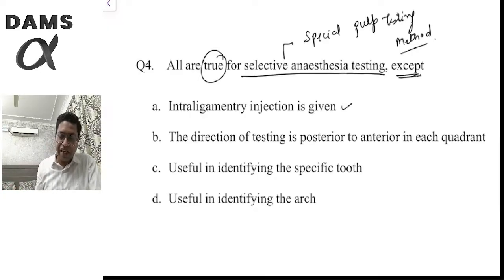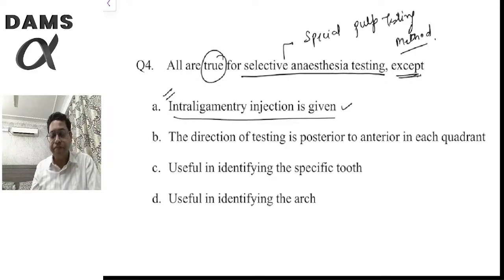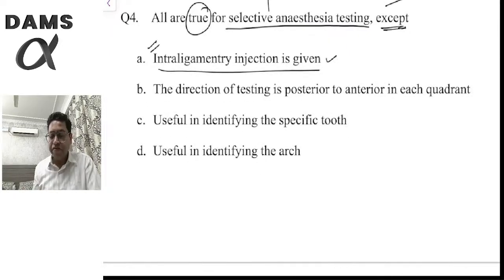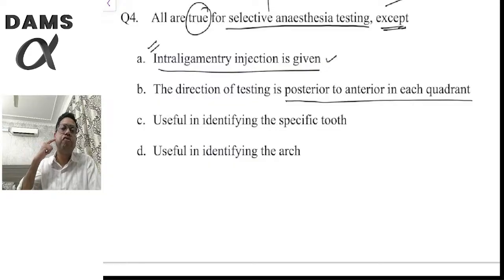So basically, intraligamentary injections would be given for individual teeth. Yes. The direction of testing is posterior to anterior in each quadrant. We all know that whatever pulp sensibility tests are used, always they proceed from posterior to anterior in all quadrants, whether heat testing, cold testing, or EPT testing, because we have to follow the direction of the anatomic nerve supply of the teeth. Okay, so direction of testing is posterior to anterior in each quadrant is also true.